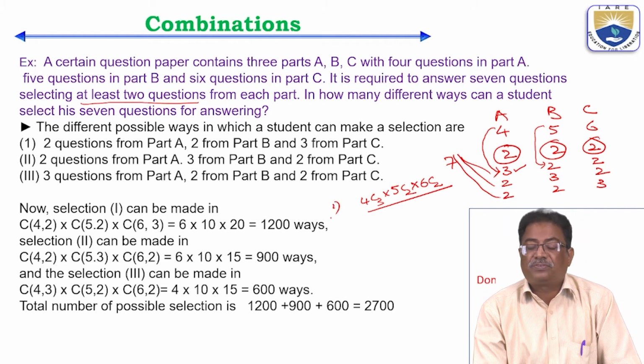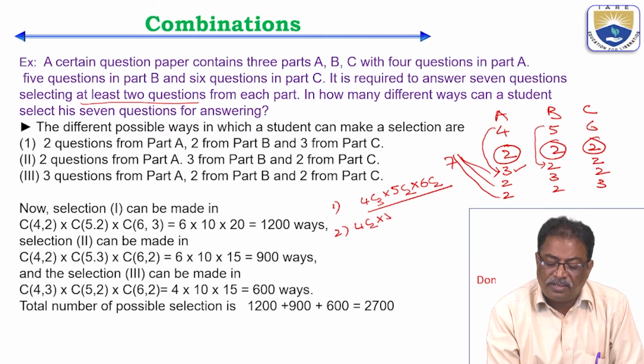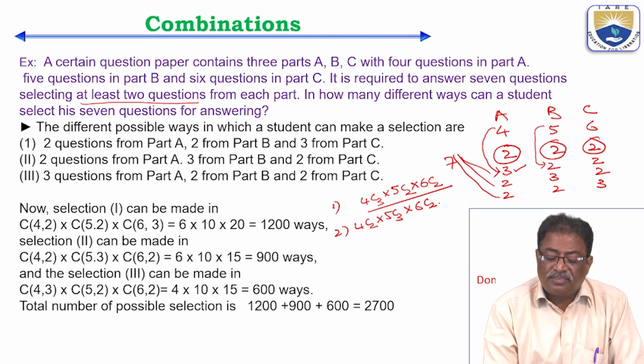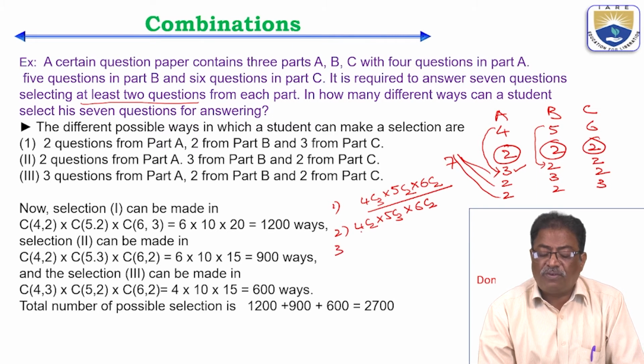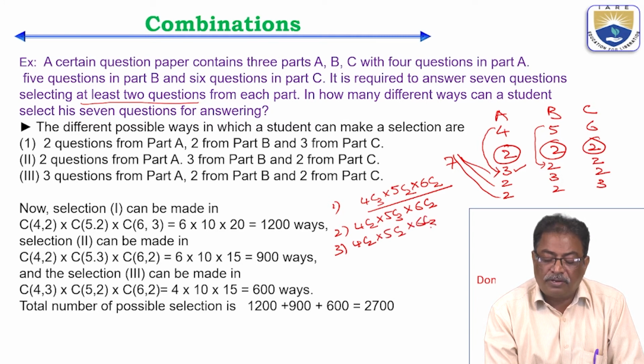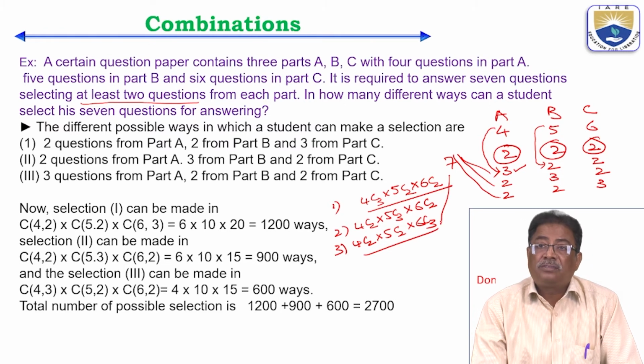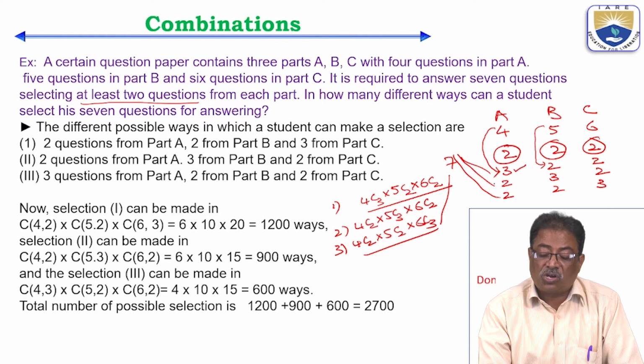And he can select the second choice. It is 4C2 into 5C3 into 6C2. This is the second choice, these many ways. And the third choice is 4C2 into 5C2 into 6C3. These are the many ways that he can select the choices.